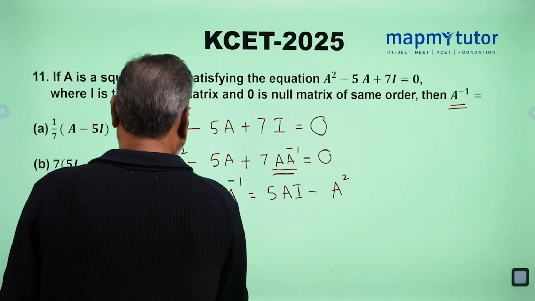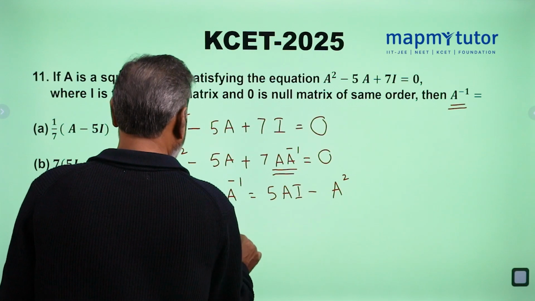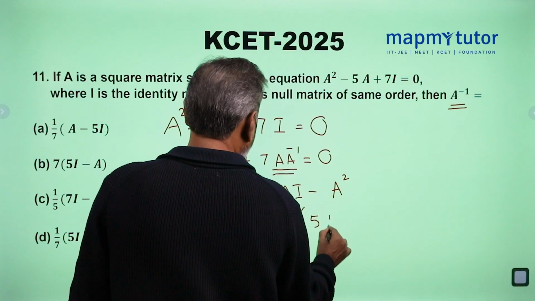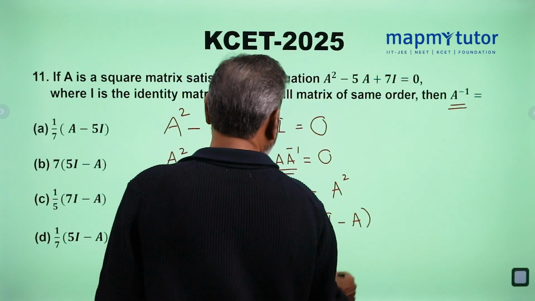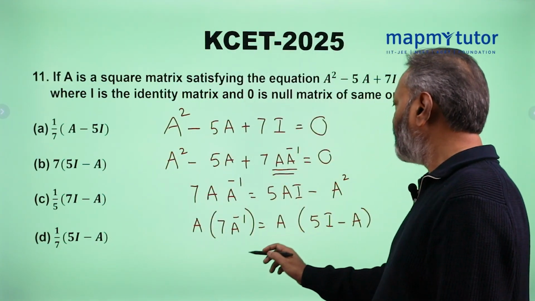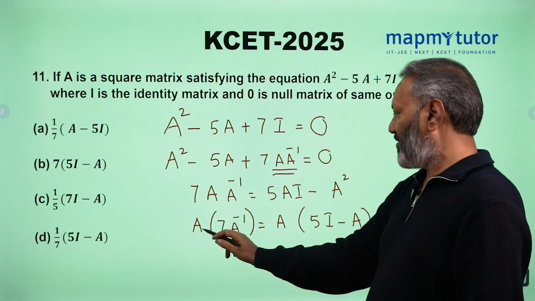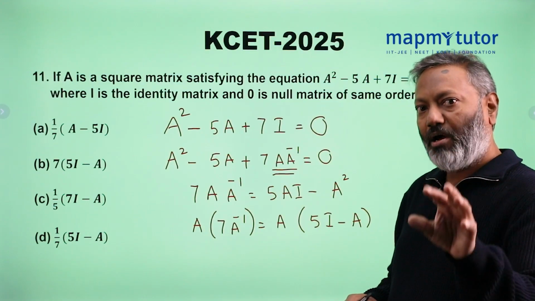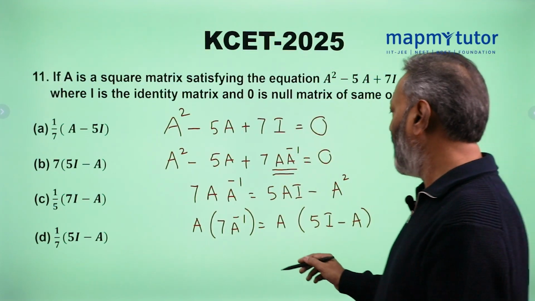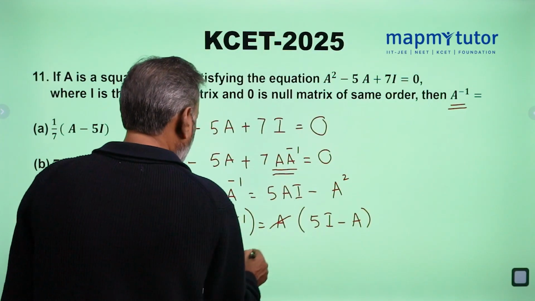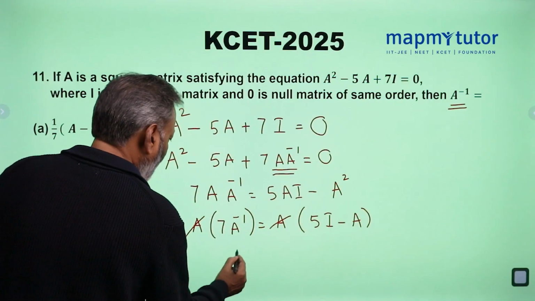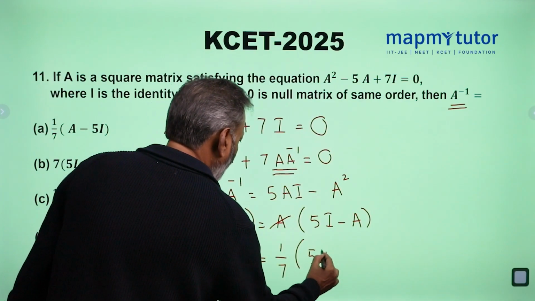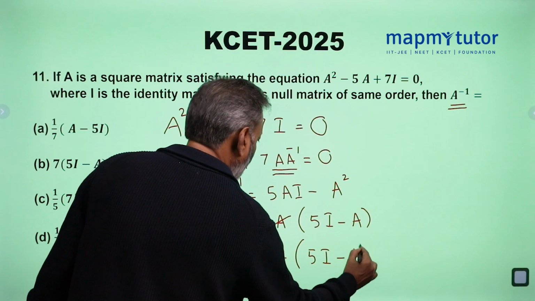Now, I can use the left cancellation law in matrices by taking A out. See, like this. In the right side, I took A common. Here also, I have written A separately on the left side, and I can cancel this A. It is not like algebraic cancellation, but there is a law called left cancellation law in matrices. And if I cancel that, then I'll get 7A inverse, but I need A inverse divided by 7. So 1 by 7 times 5I minus A.